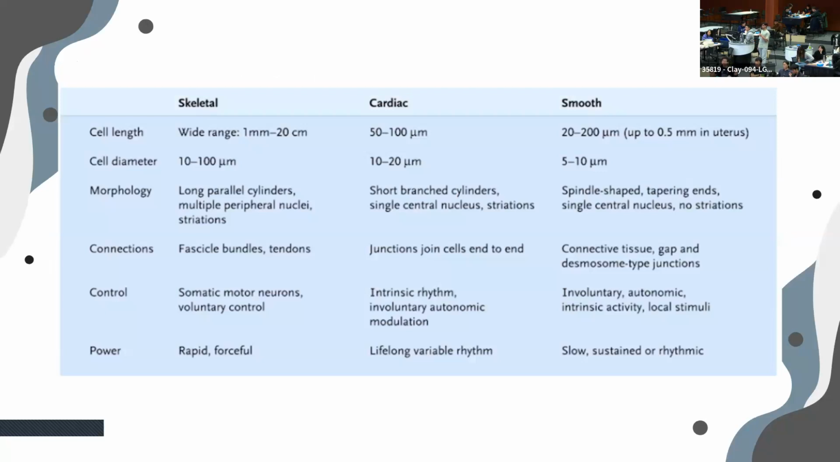Okay, so we do have a bit of a summary slide here. I think this is given to you in your lectures though. The important things to know is that the skeletal muscle is the biggest. You want to know the morphology that we just covered, so how it looks histologically. The connections. In the control, you do want to know that the heart does have this intrinsic rhythm moderated by its pacemaker cells. And you want to know that the power, the skeletal is obviously going to be the strongest. The cardiac is going to have a lifelong variable rhythm. It's not always beating at the same BPM. And the smooth is usually more sustained, slow, and rhythmic.